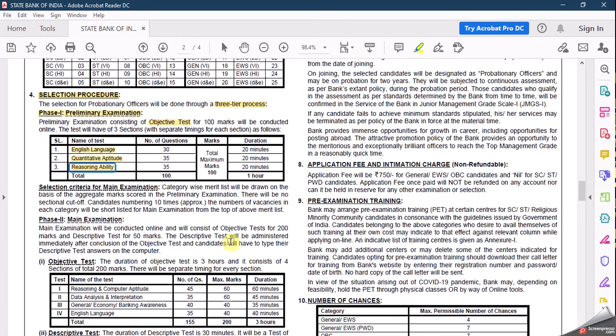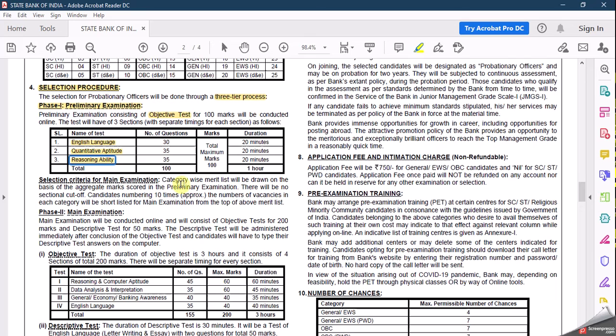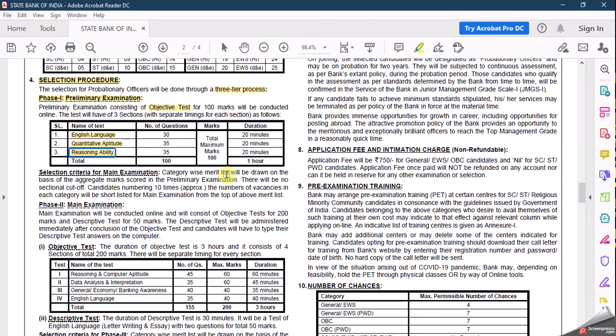Now what is the selection criteria for the mains exam? They will consider the aggregate score in the preliminary exam, and remember this one, there will be no sectional cutoff. That means whatever marks you get out of 100, that will be considered. So candidates roughly 10 times the number of vacancies from each category will be shortlisted for the main examination.